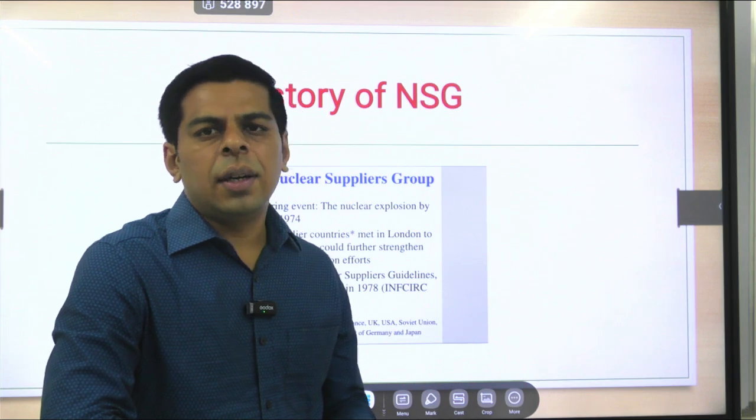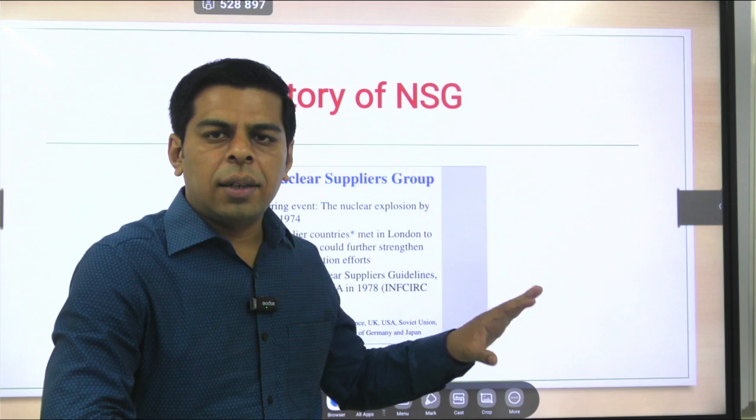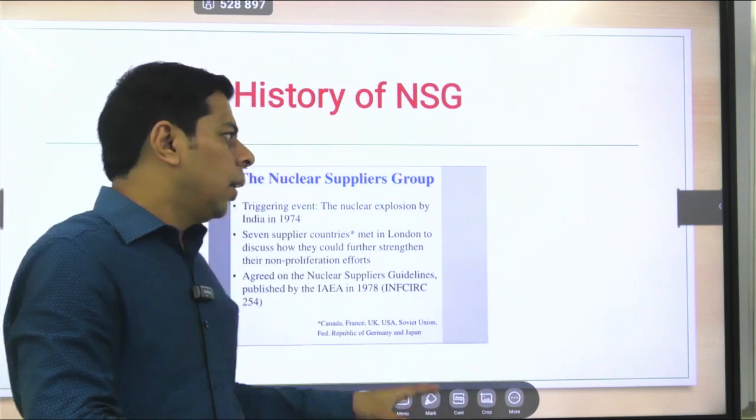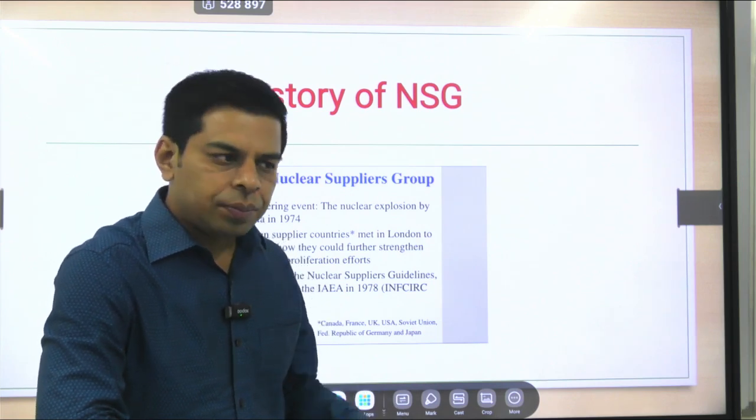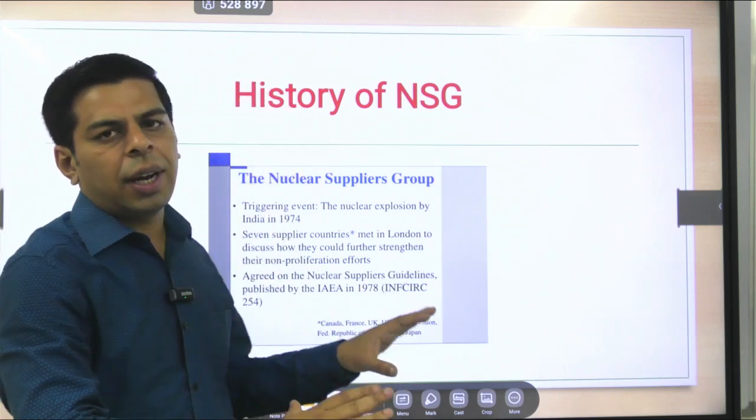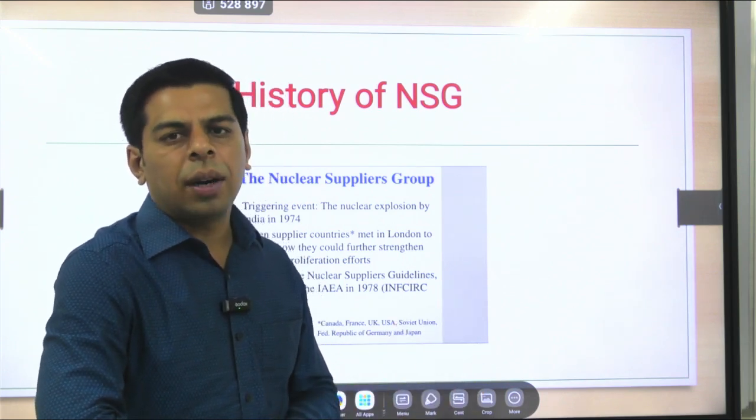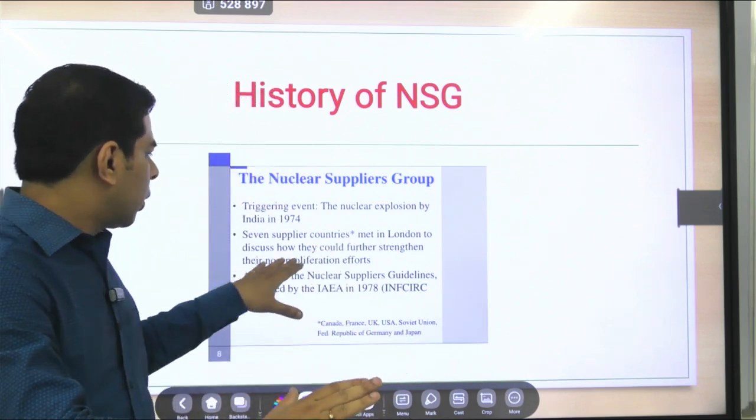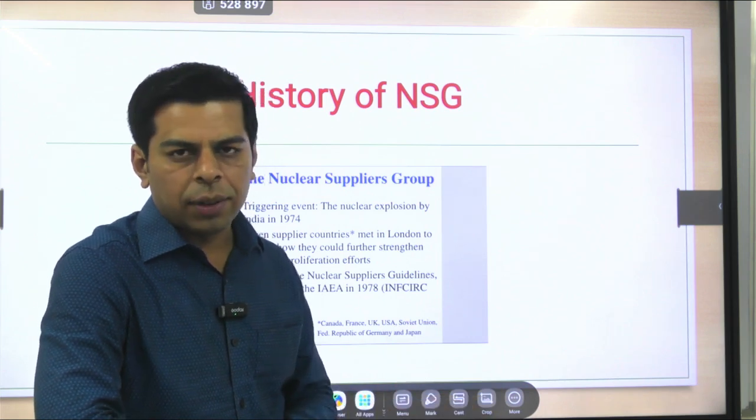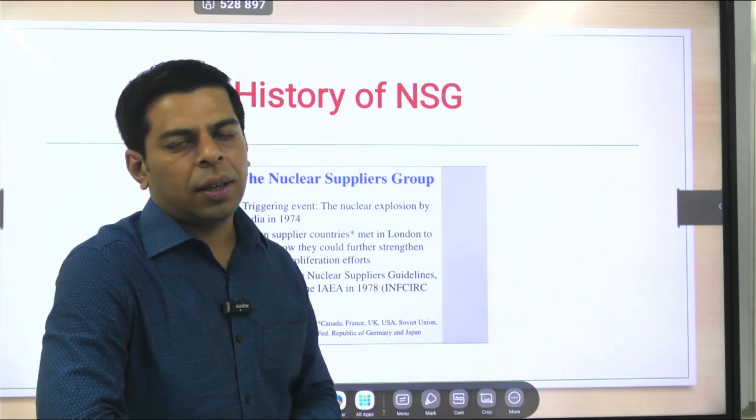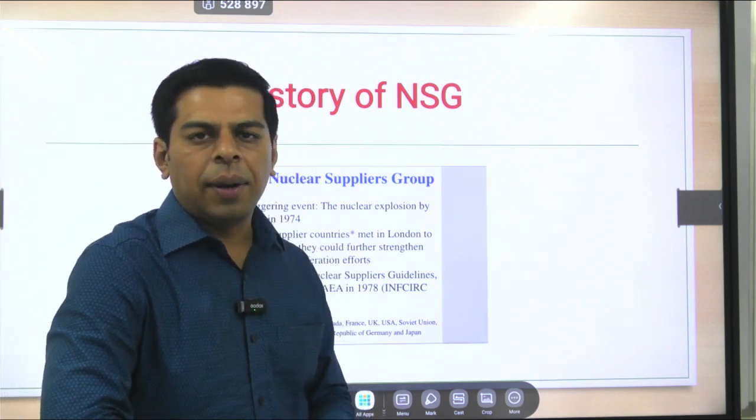So to checkmate India, so that India sticks to basic low enriched uranium, the lobby had some meetings in London, as you can see on your slide. The triggering event is the nuclear explosion in 1974, and then the seven main countries which had the advanced technologies to control the nuclear chain program met in London in the UK to discuss how they could strengthen the non-proliferation of nuclear weapons, because ever since the Hiroshima and Nagasaki bombing took place, the world knew that they cannot afford another nuclear war among any major nations.